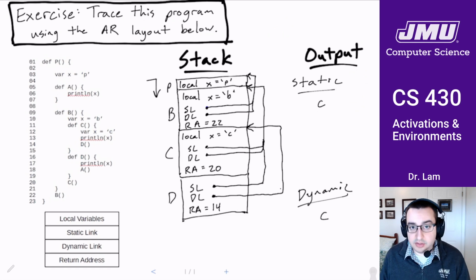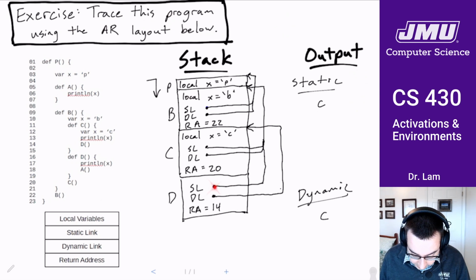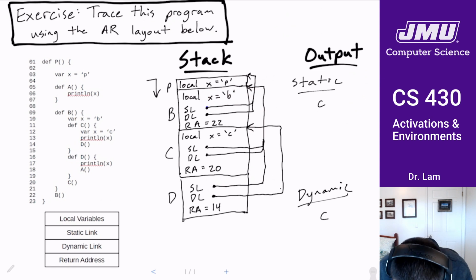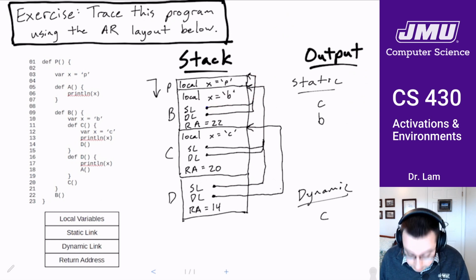So in static scoping, we're going to search using the static links, and D's static link points all the way back to B. So here's the static link for D, and I follow it all the way back to B, and I can see that B has a local variable called X. So that is going to be the output for the static version of this. And note that if we hadn't found it at that point, we would just look at B's static link and follow that back to P.